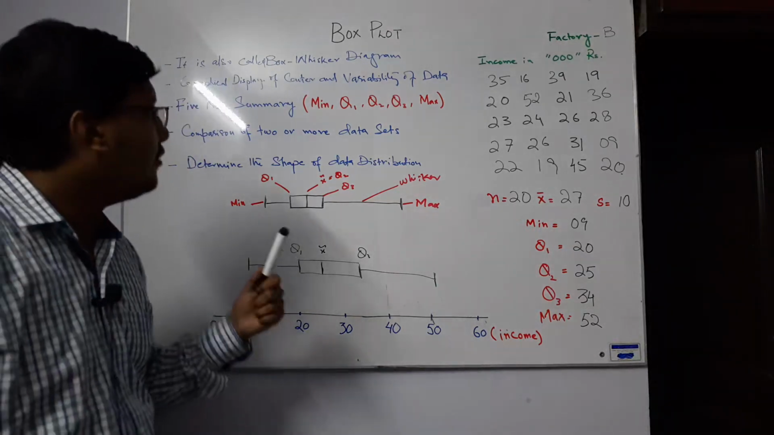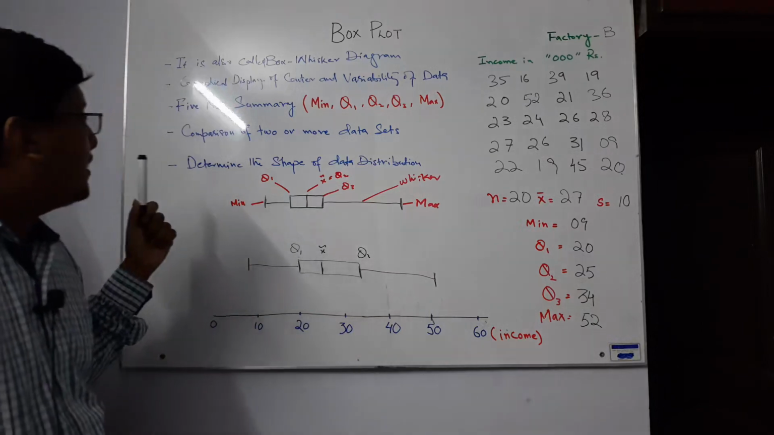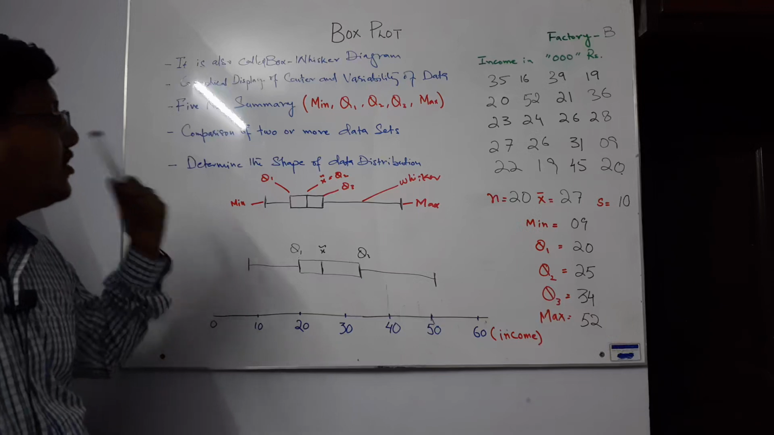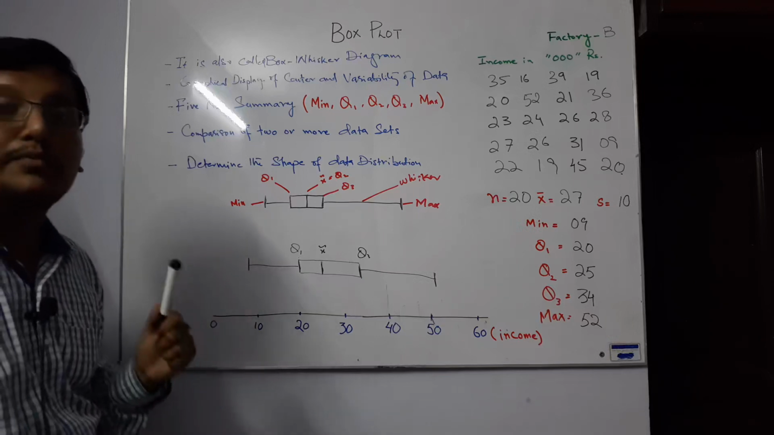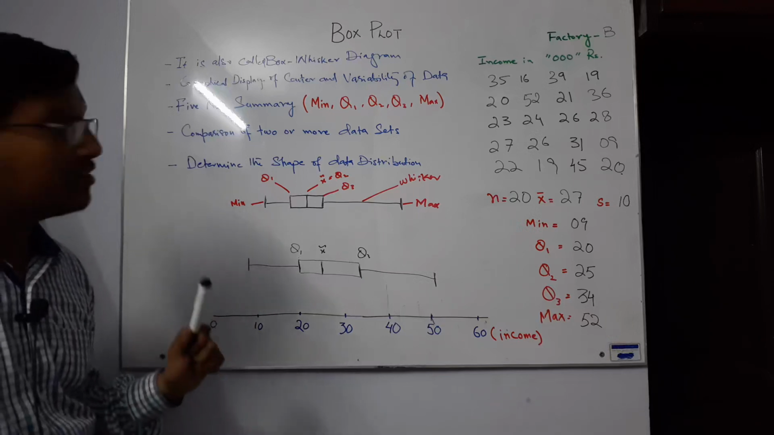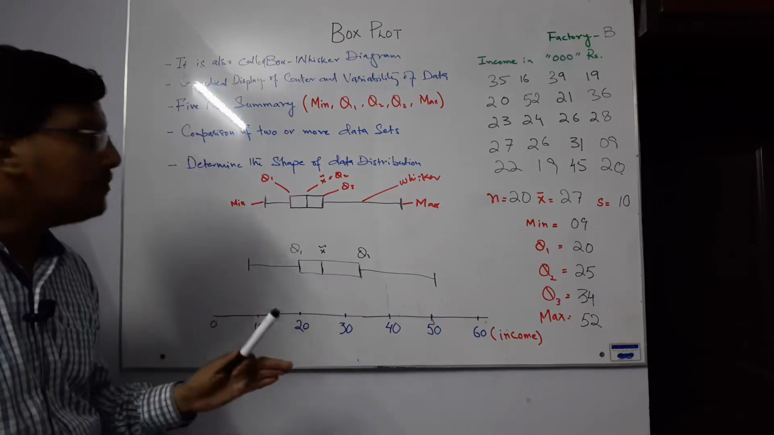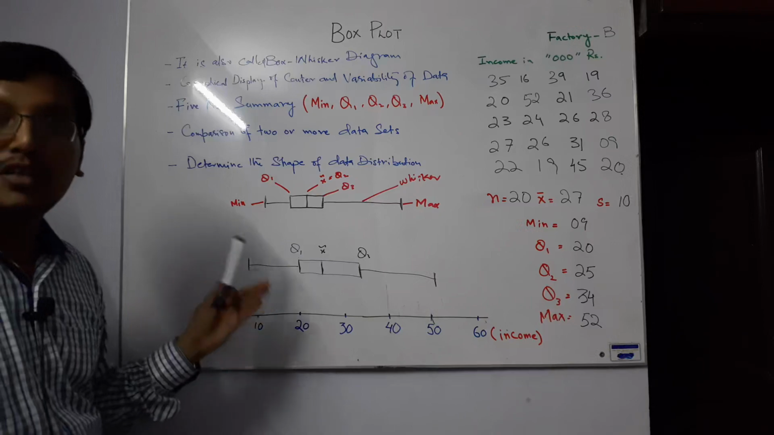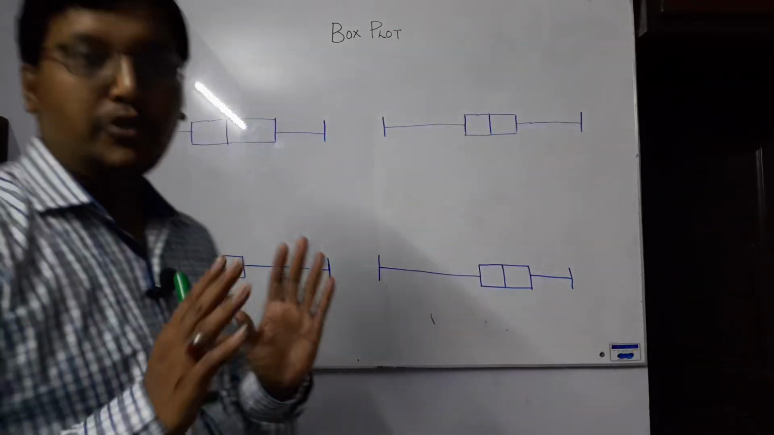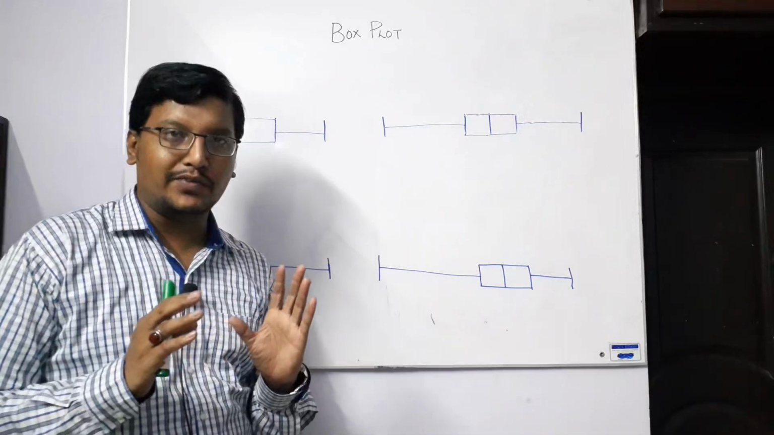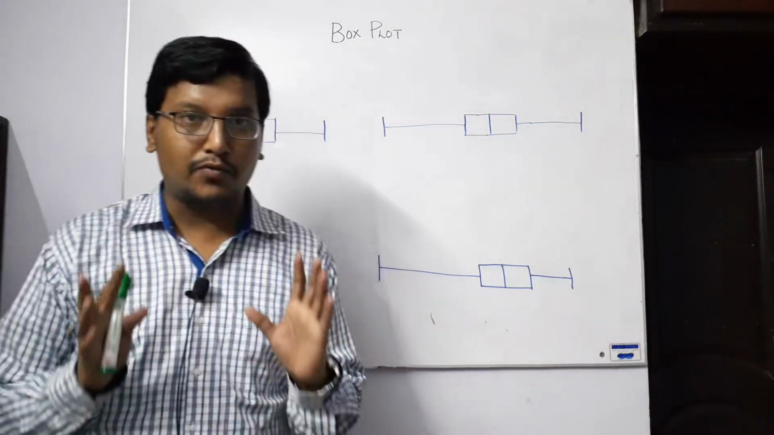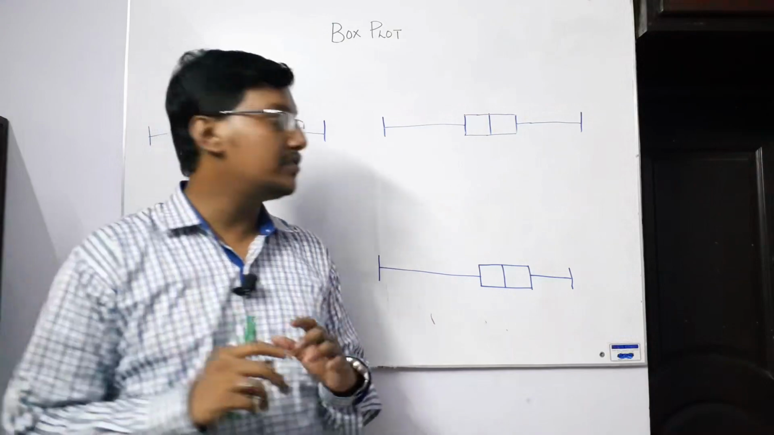And now we come to the last point. The box plot tries to determine the shape of the data distribution. This is a very important point for the statistician and data analyst. So let us see how box plots can help to determine the shape. We come to the last point, in which we discuss that the box plot basically helps to find out the shape of the data distribution.